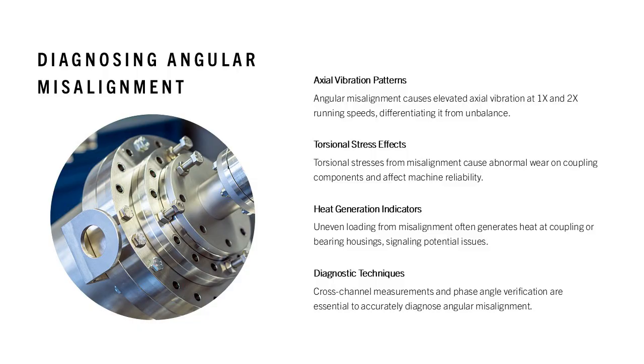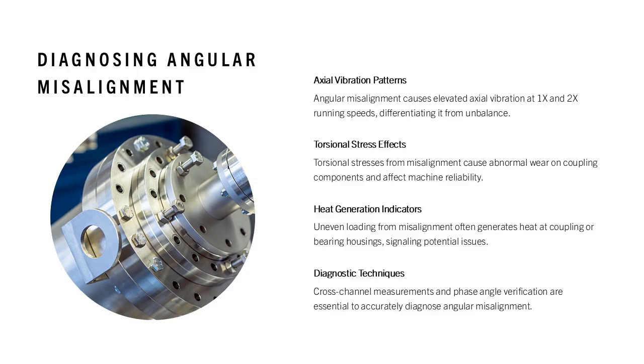Angular misalignment produces more axial than radial vibration and especially affects the coupling faces. One of the most notable signatures is elevated axial vibration at 1 order and 2 orders running speed, which is not typically seen in unbalance. Angular misalignment also creates torsional stresses across coupling components, leading to abnormal wear patterns. The slide explores vibration indicators, phase deviations, and coupling condition clues.